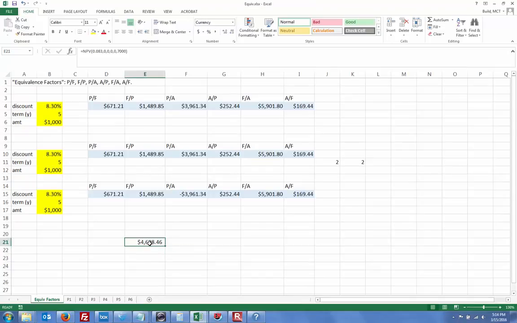Let me show you. So I used the net present value function, and the net present value function requires that we type in the rate. So the rate is 8.3%. Type it in, or can you just click it over here? Right, I could have clicked it there. Yep, I get the same number.